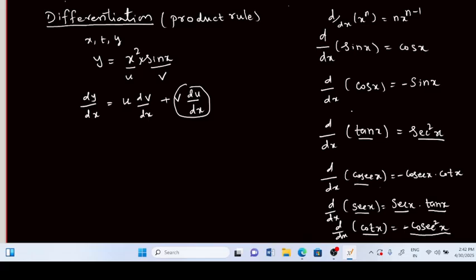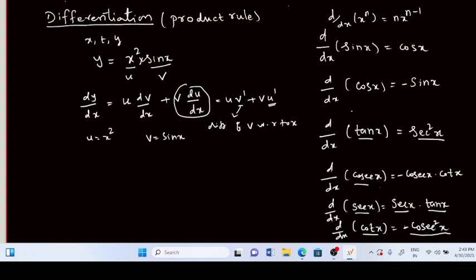Both are the same only. So if we consider dv by dx as v dash, plus v into u dash, u dash is nothing but differentiating u with respect to x. v dash is the differentiation of v with respect to x. Here we have considered x square as u. u is x square, v is sin x.